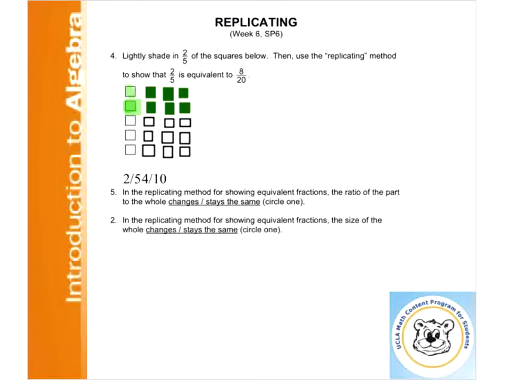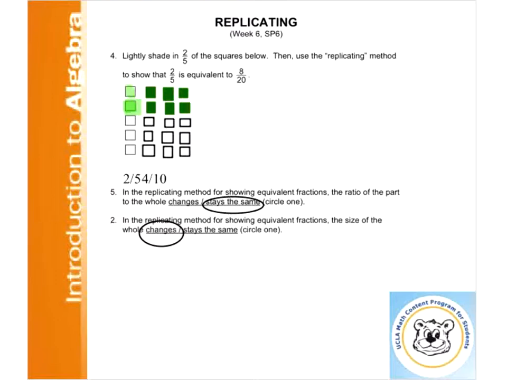Now in this method, similar to the splitting method, you'll see that the part to whole ratio stays the same. But in this method, the size of the whole changed. Both the part and the whole increased proportionally. Any questions about the splitting method or the replicating method?